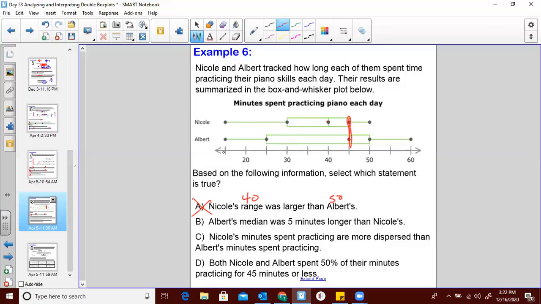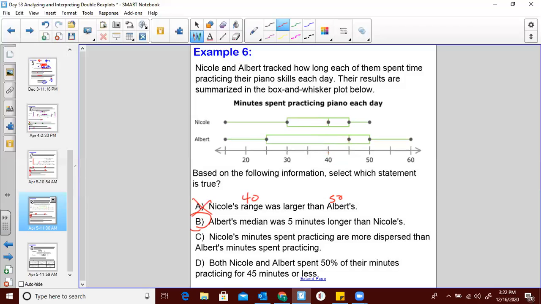Oh, and that was probably 15, actually. All right, so here's Albert's median, and here's Nicole's median. Albert's median is, in fact, 5 minutes longer than Nicole's. Albert's median's here, Nicole's here. So B does look like it's going to be correct.